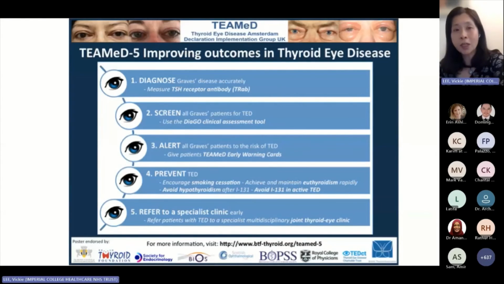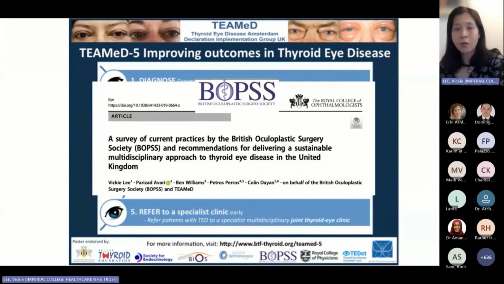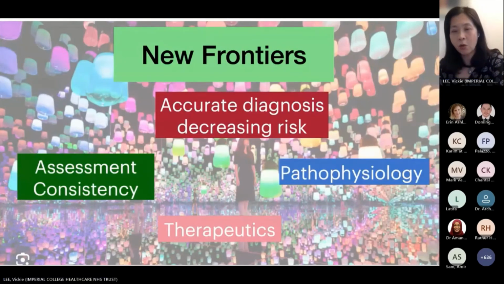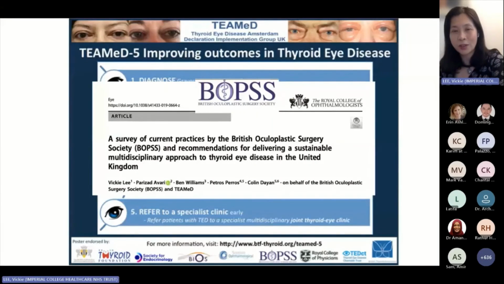So the response in the UK has been to form the TED group, which is to try to improve outcomes in thyroid eye disease by correct diagnosis, screening, alerting patients, preventing TED, and trying to get them access to a thyroid eye clinic. And we came out a couple of years ago with guidelines for this condition.